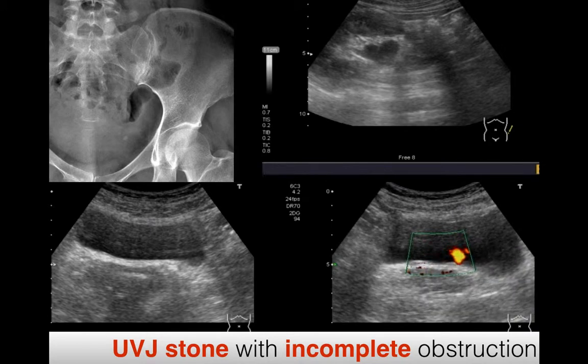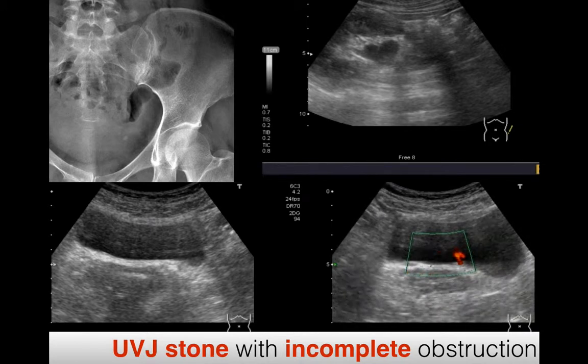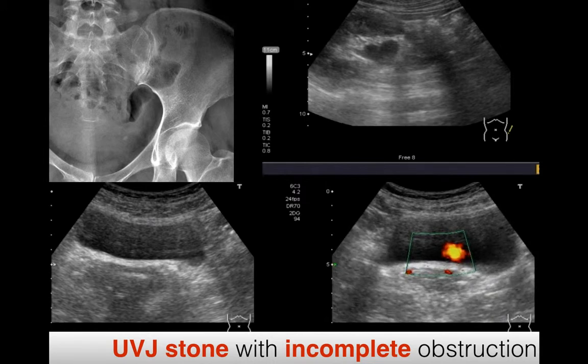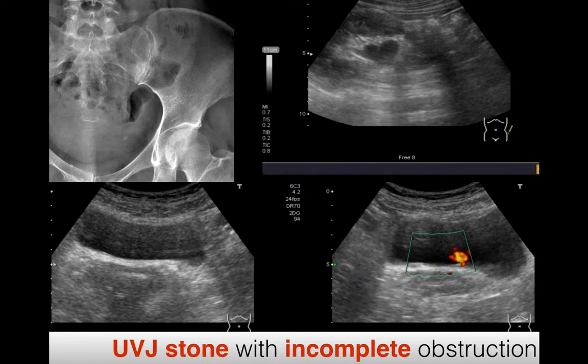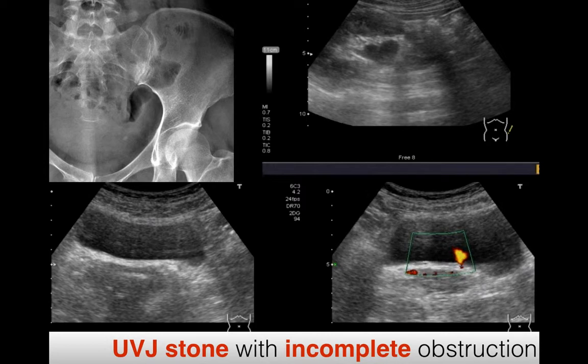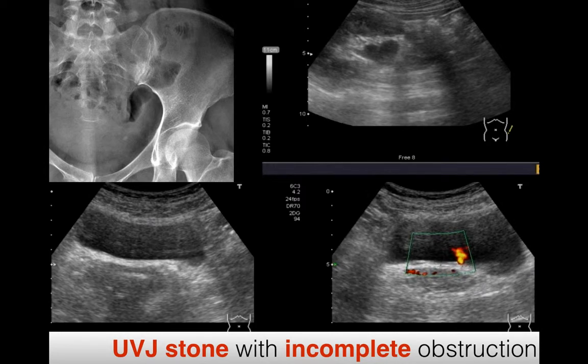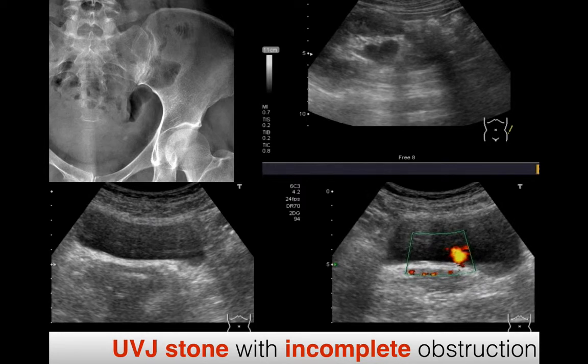You can also use the urinary jet. Turn on the Doppler. As you can see, the jet. That means that this side of the ureter is not completely obstructed, because we got a urinary jet from this side.